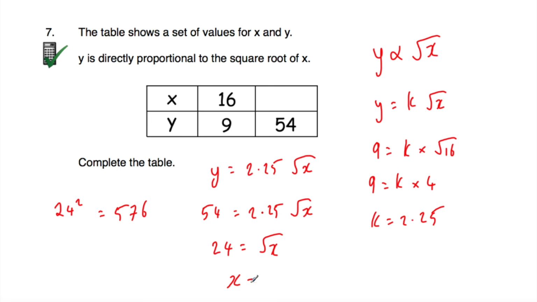So that means that x is equal to 576. And that's it, 576. We've completed the table. Okay, let's look at our next question, question number 8.